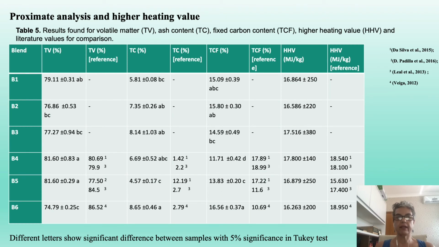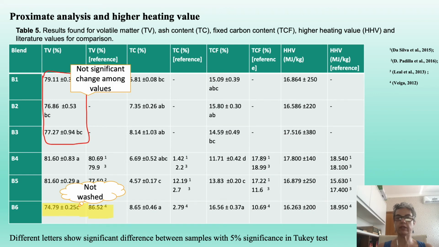Proximate analysis and high heating value. In proximate analysis, we find a lower volatile content value for B6 when we compare with the literature. This can be explained by the fact that we didn't wash the residue. For B1, B2, and B3, we saw that the values are similar.